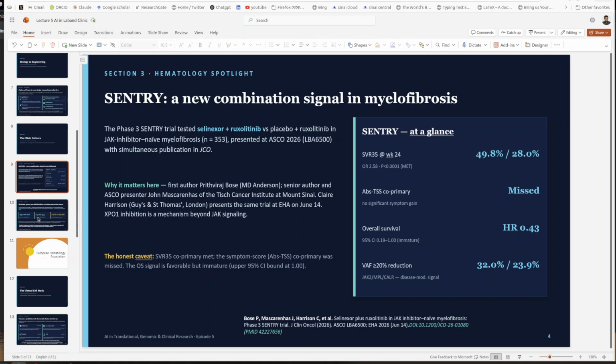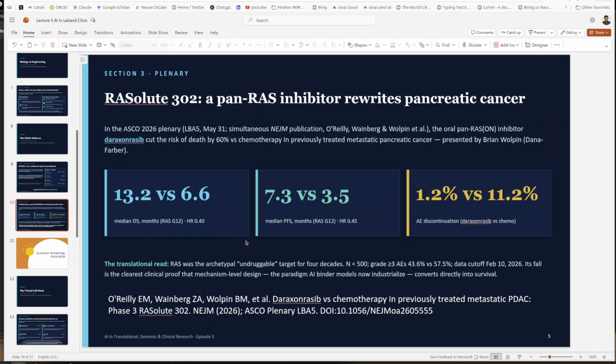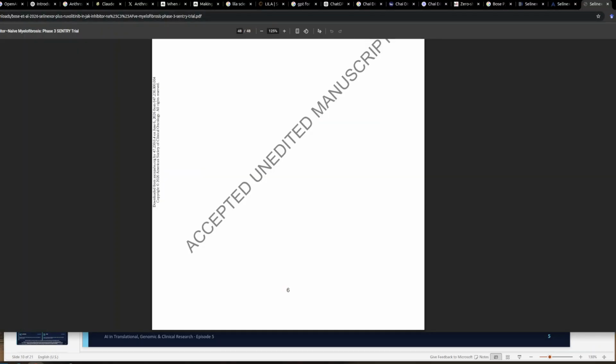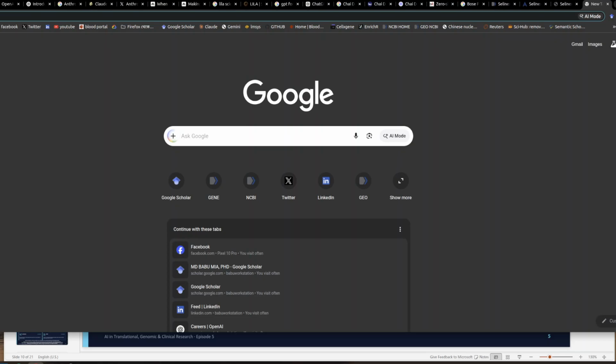That's one part. Then another: there is RMC-6236, a pan-RAS inhibitor, that rewrites pancreatic cancer. So you can see the median has increased significantly. Median PFS, progression-free survival, is 7.3, and this is far better. RAS was the archetypal undruggable target for 4 decades. So now it's better. This is another fantastic output. This is from ASCO.